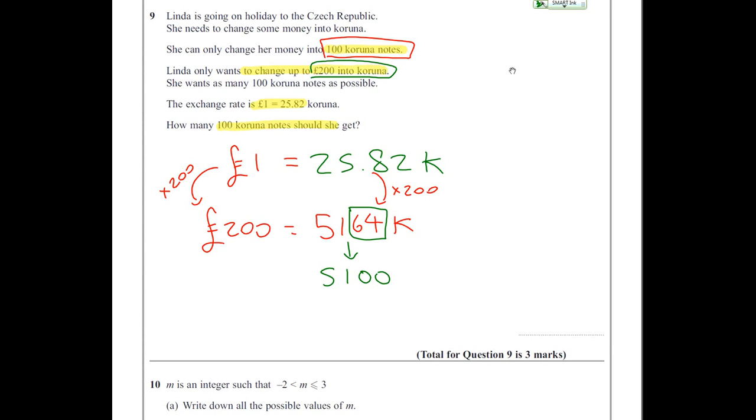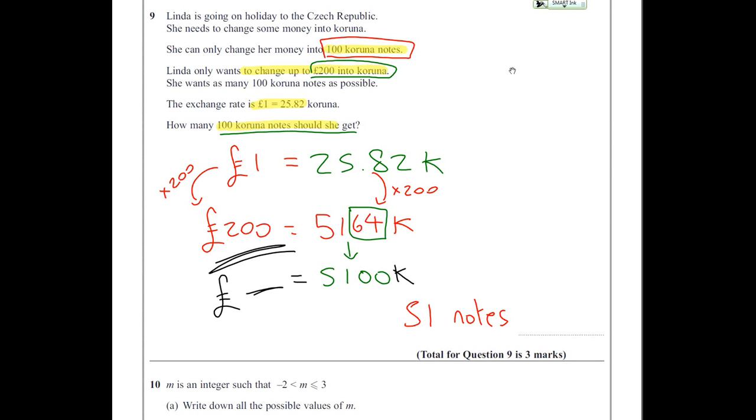So the 64 koruna that we're not going to change. And the question is, how many koruna notes should she get? If it's 5,100, then she should get 51 notes. She's not got 51 notes, something's gone wrong. She's also going to be getting some change from the 200, because if we exchange this to pounds, it's going to be less than 200 here.